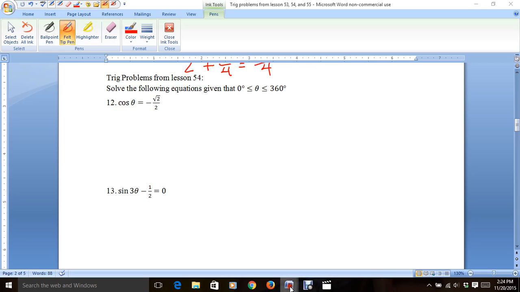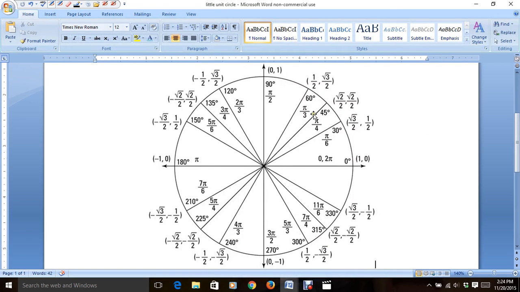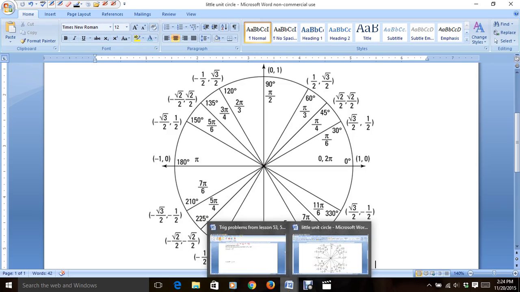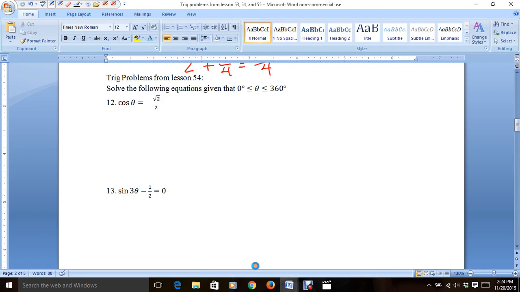So we look at the unit circle, and we try to find out when x is negative square root of 2 over 2. We know it's going to be over here. This is where x is negative. So we're looking at the 45 degree angle here and this 45 degree angle down here. So this is 135, and then over here in the third quadrant it's 225. So we've got 135 and 225 for our possibilities.